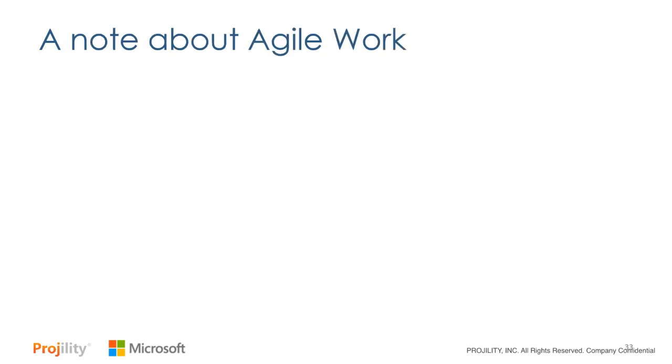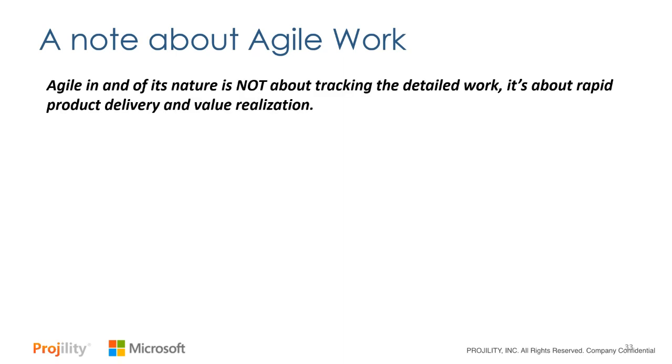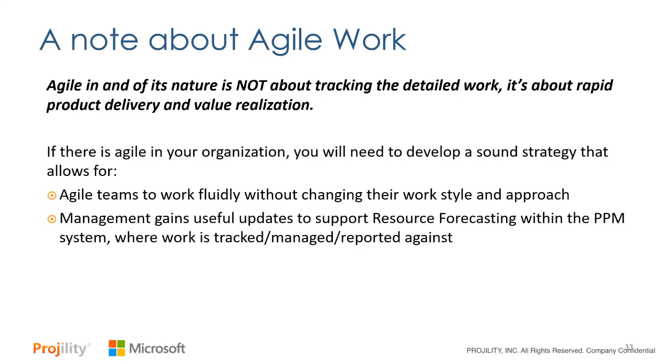And just a note about Agile work. We keep getting back to this because Agile is so prevalent today. The nature of Agile is not to track detailed work. Everything in Agile is all about product delivery and seeing value from the investment. It's not about tracking at that detailed level. The key here, and we found with many organizations doing Agile today, whether it's just Scrum or Safe Agile or somewhere in the middle, you need to have a strategy for this.